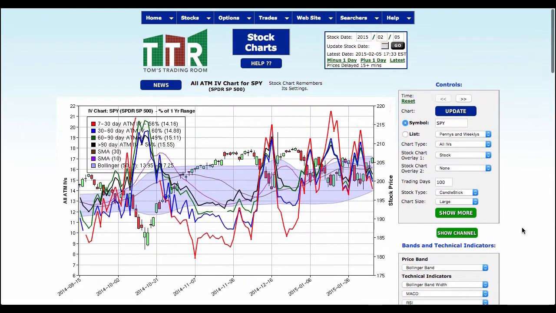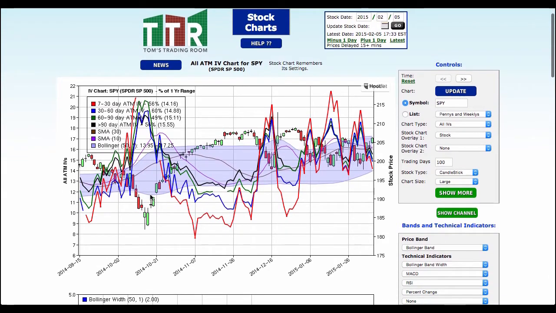So I've hit SPY, and I actually got the last 100 days of the S&P. I'm preparing for a webinar tonight. And you can see here that the implied volatilities on the S&P have slowly been going higher.